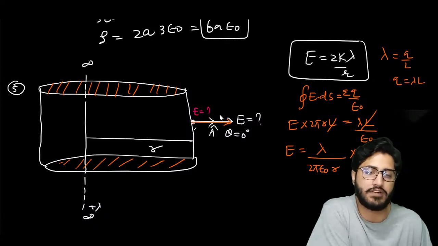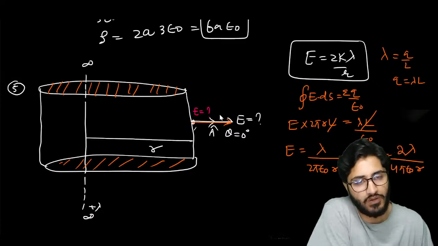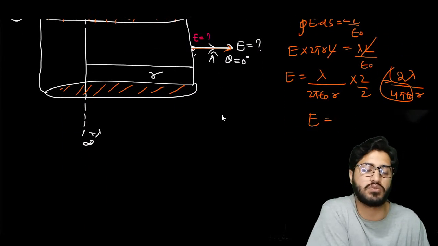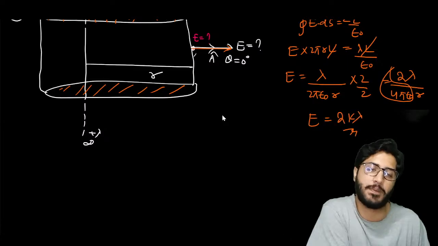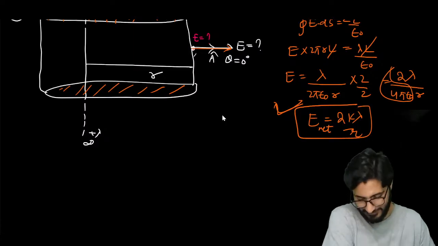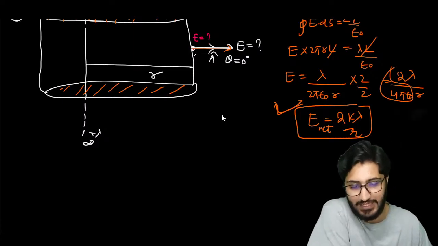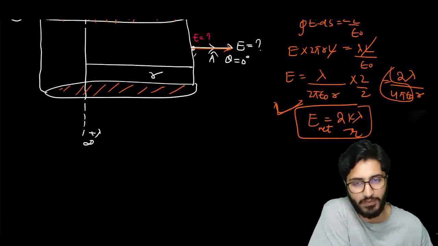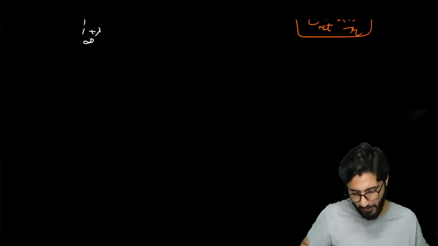Let us multiply it by 2 divided by 2. I will get 2 lambda divided by 4 pi epsilon naught into r. Look, this one, 1 over 4 pi epsilon naught, is k now. So I can write E equals 2k lambda by r. This is E net. Done. Let us do one more numerical, then we can wrap up today's session.